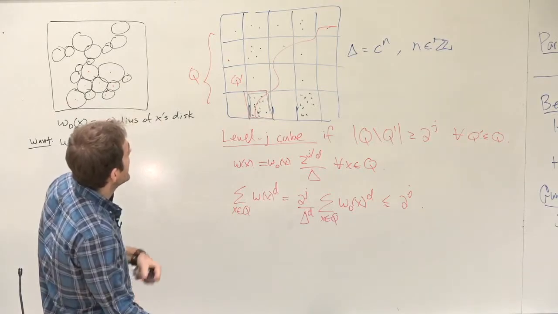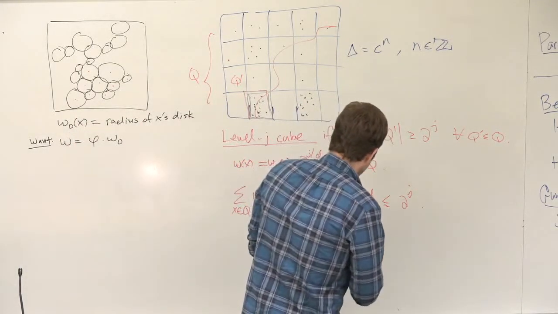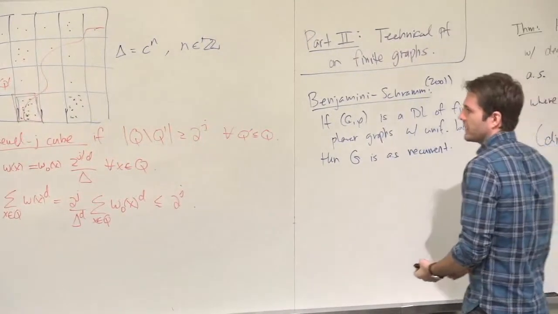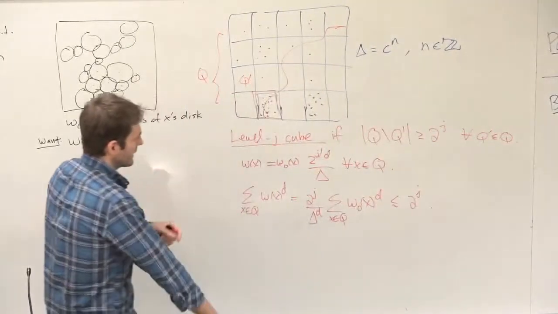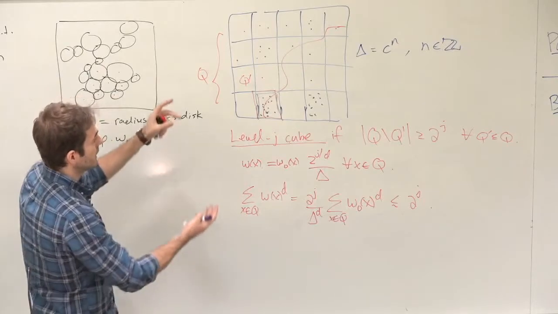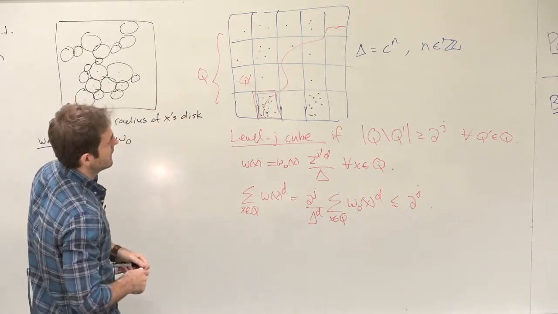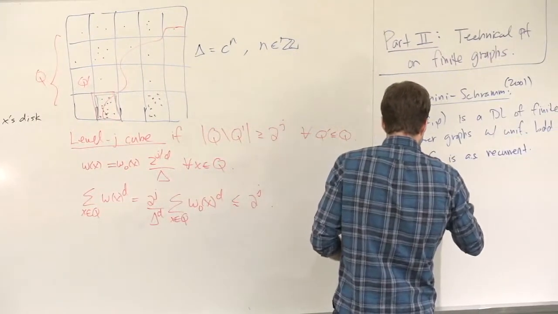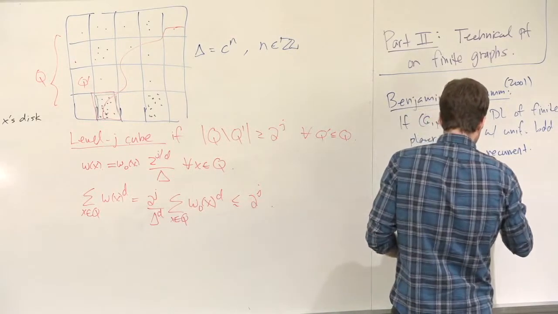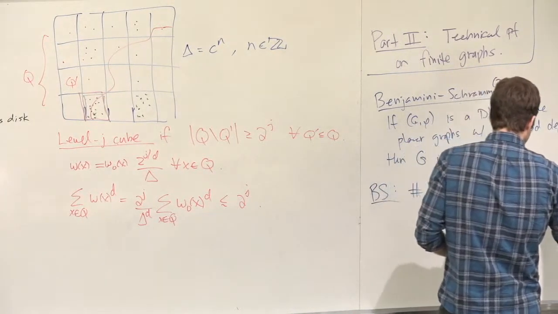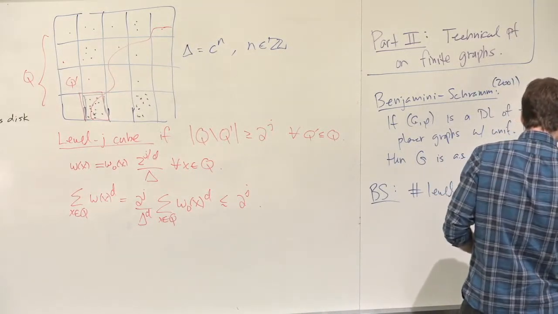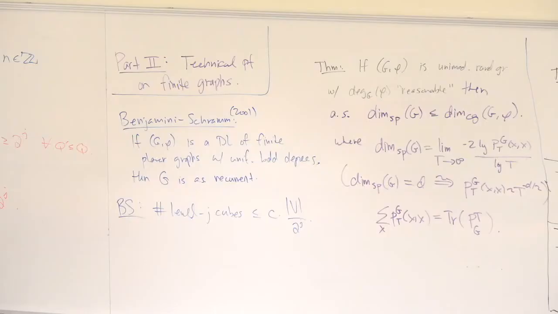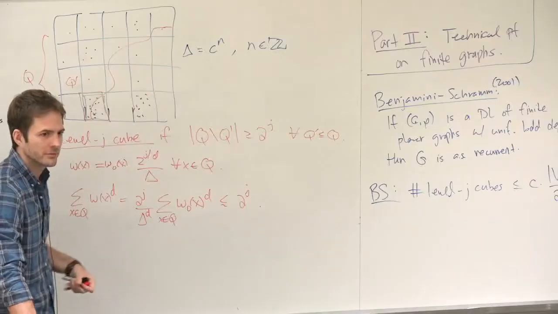So now I can just tell you the lemma of Benjamini and Schramm interpreted in this framework. Their paper is beautiful, so I'm fine to say it's almost trivial. The number of level j cubes is at most some constant times the number of vertices over 2 to the j. It's not hard to believe: every time you find one, you throw away 2 to the j vertices. So that was almost the proof.